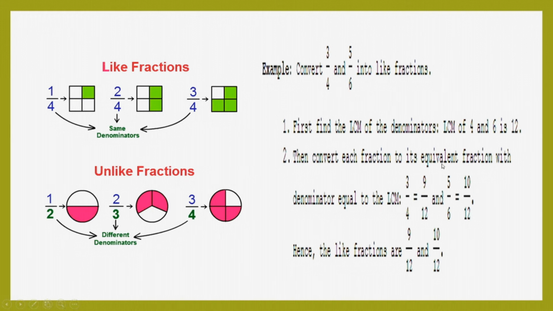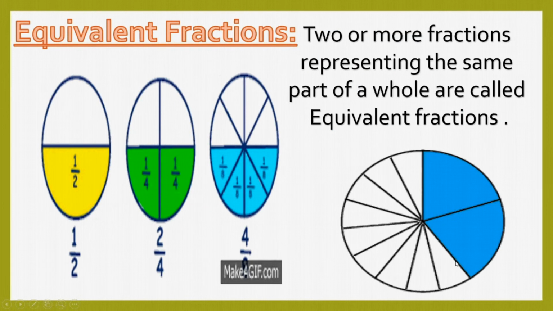Then convert each fraction to its equivalent fraction with the denominator equal to the LCM. 3 by 4: to convert 4 into 12, multiply both the numerator and denominator by 3. So 3 3s are 9, 4 3s are 12. And 5 by 6: to convert 6 into 12, multiply both the numerator and denominator by 2, which is equal to 10 by 12. Hence, the like fractions are 9 by 12 and 10 by 12.